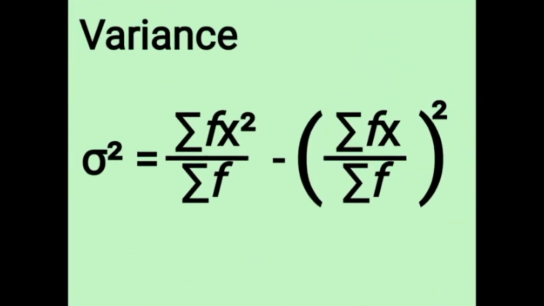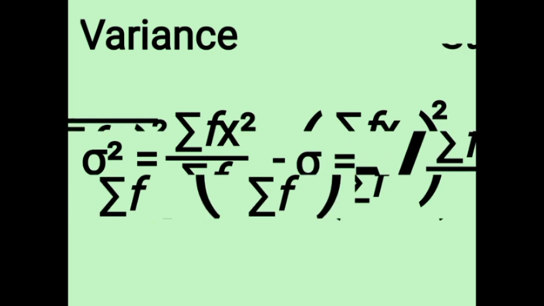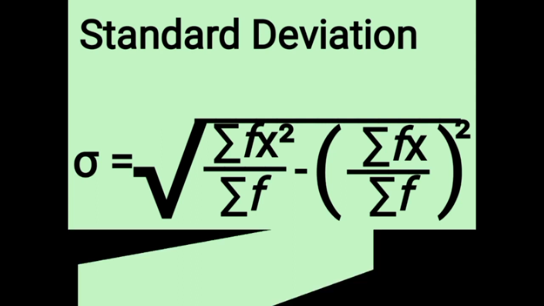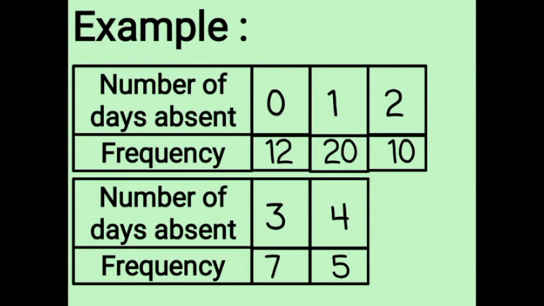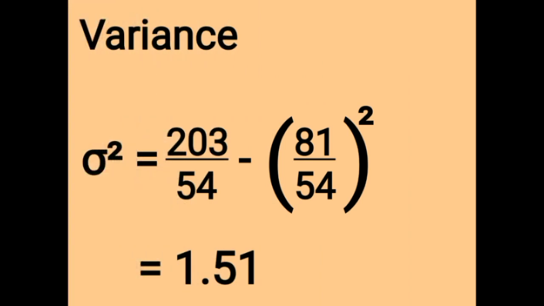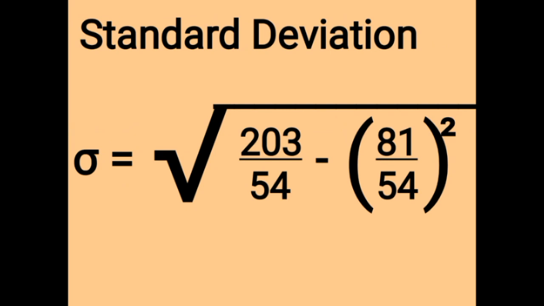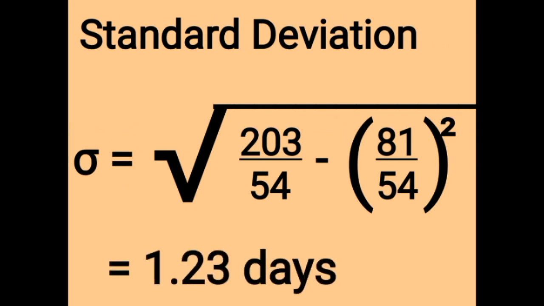So as we saw earlier, we use this formula to calculate the variance of grouped and ungrouped frequency tables. And since the standard deviation is the square root of the variance, we use this formula to calculate the standard deviation for ungrouped and grouped frequency tables. Now, if we look back at this example, the data here are in an ungrouped frequency table and we found the variance as 1.51. So, the standard deviation for this data set is the square root of 203 over 54 minus 81 over 54 squared equals 1.23 days.